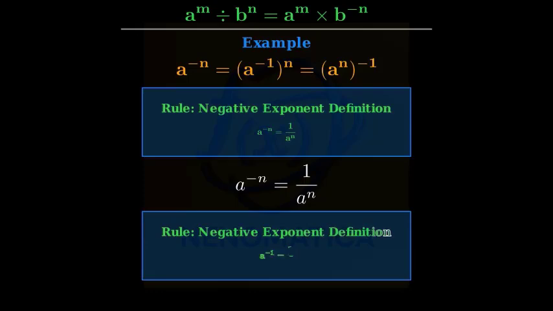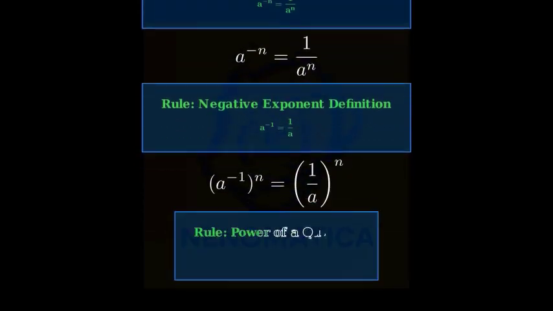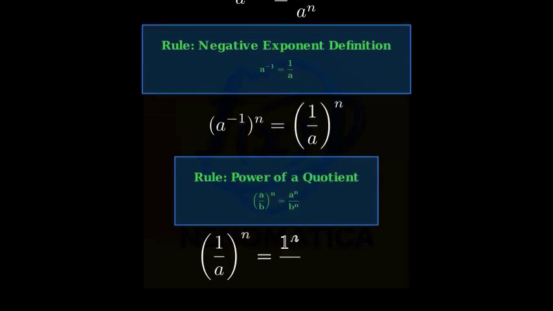Next, let's look at the second expression. A to the negative 1, all raised to the power of n. We know that a to the negative 1 equals 1 over a, so we have 1 over a all raised to the power of n. Using the power rule, this becomes 1 to the power of n over a to the power of n. Since 1 to any power equals 1, we get 1 over a to the n.